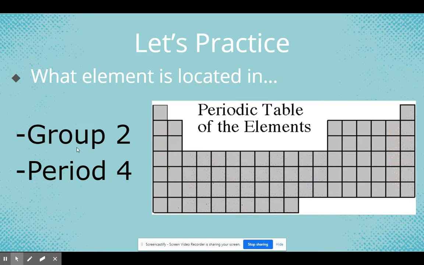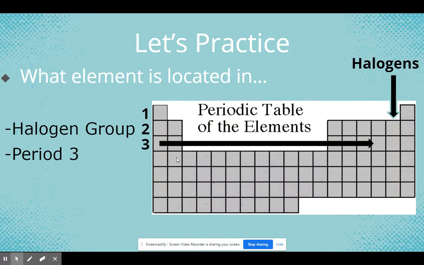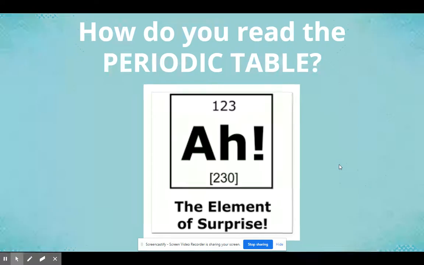So let's practice. What element's in group 2, period 4? That's an address. So you just go down to group 2. Groups are up and down. There's the up. So group 2 is this one right here. And period 4 is 1, 2, 3, 4. So we're right there. All right. And that's calcium. Halogen, period 3, group 2? Halogen, go over there, and that's this one, and that's chlorine. You guys get the idea?